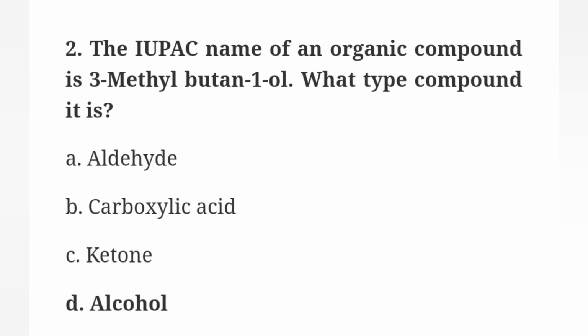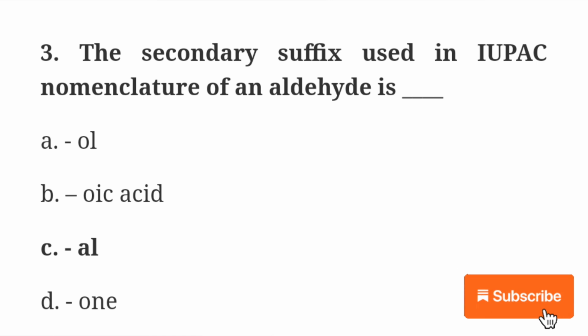Second one, the IUPAC name of an organic compound is 3-methyl-butan-1-ol. What type of compound it is? Option D answer alcohol.